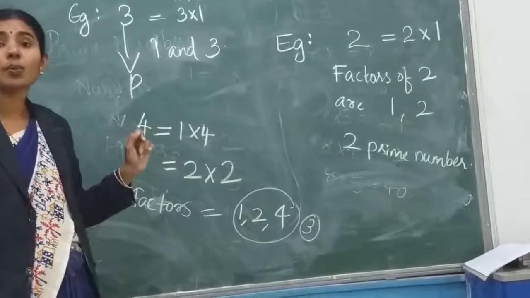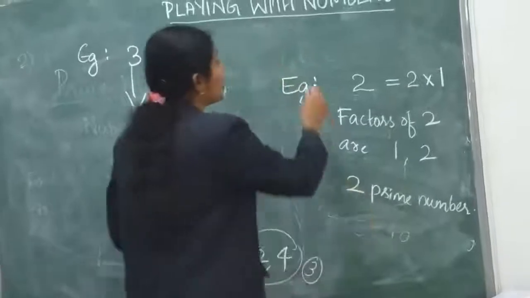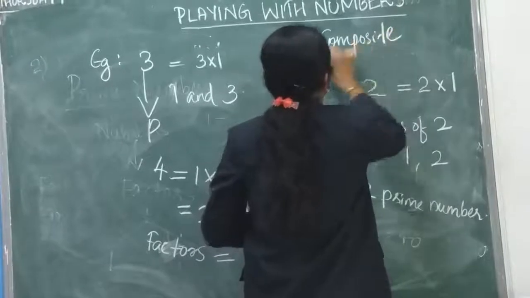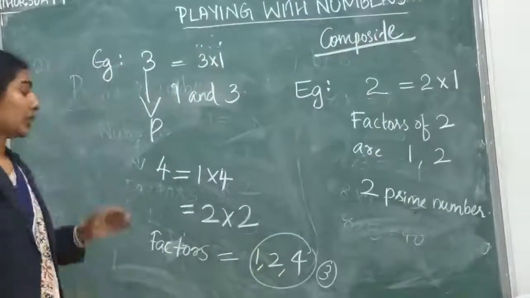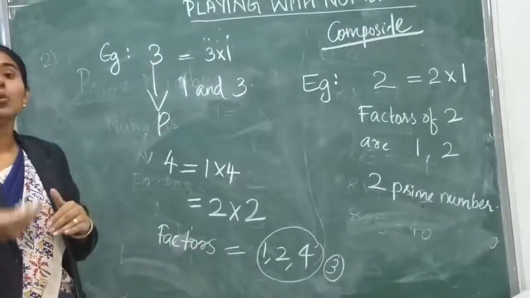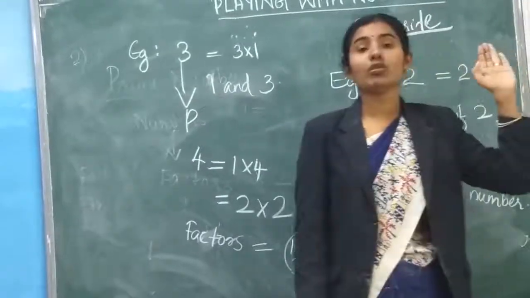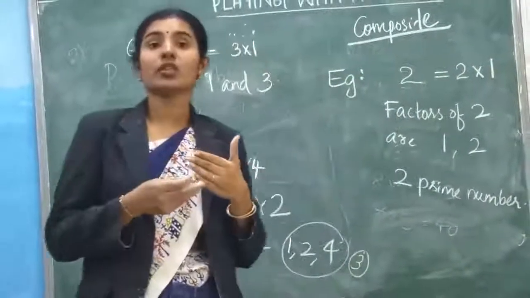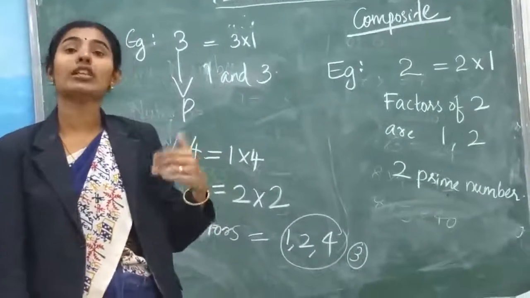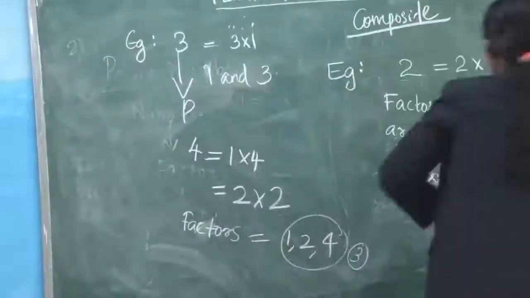Which numbers are not prime? For those numbers we will say one name. What is that? Composite numbers. So what is known as composite numbers? Numbers which are not prime are called composite numbers. Another definition: its factors will be more than 2. It has more than 2 factors, then we can say the number is composite. Can you give 2 more examples?